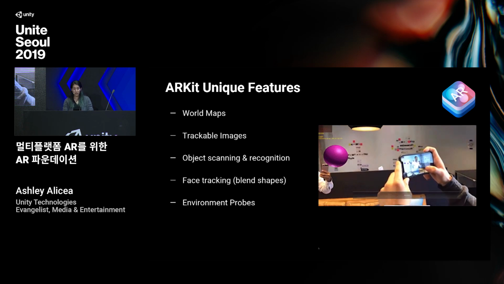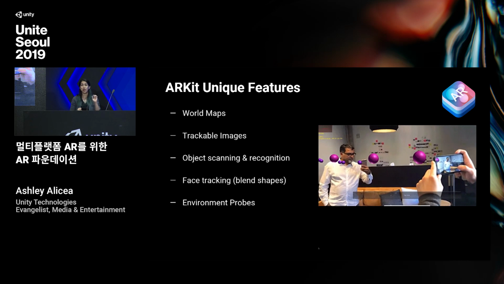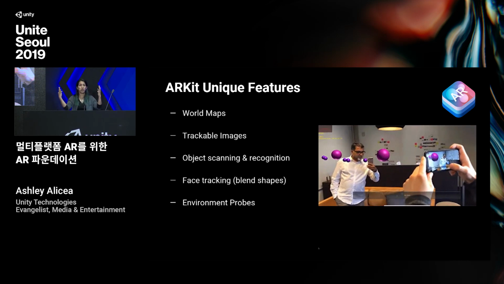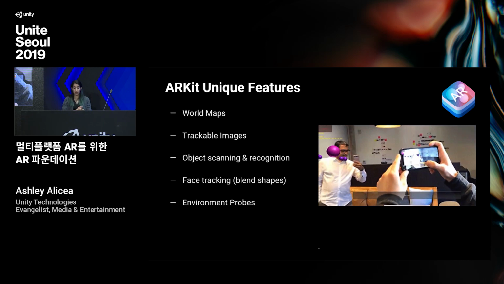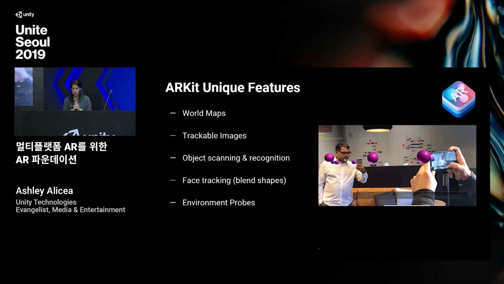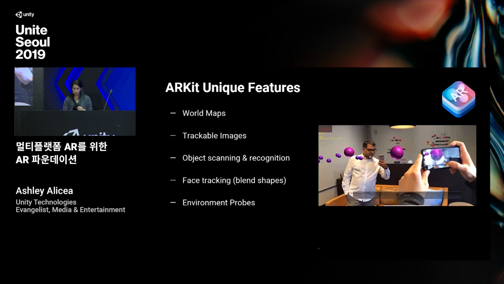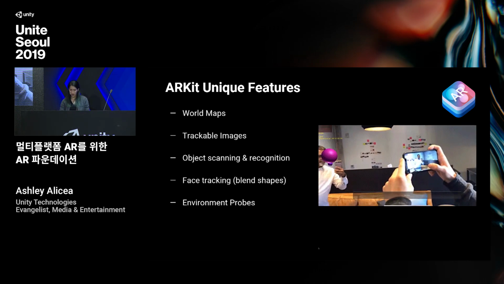And we also have environment probes. Environment probes are awesome because when you place an object in the world, you can use environment probes to reflect its surroundings onto the object. What it does is that it creates a cube map, and then the cube map is assigned to a reflection probe in Unity, and then you can see the reflections on the object. Now let's see.